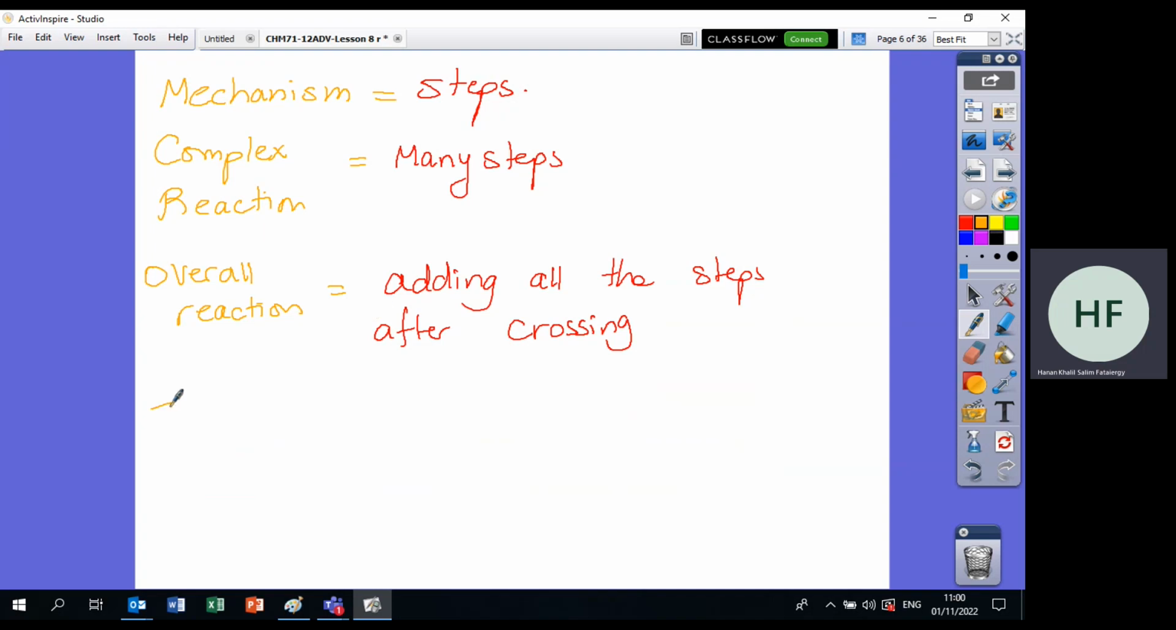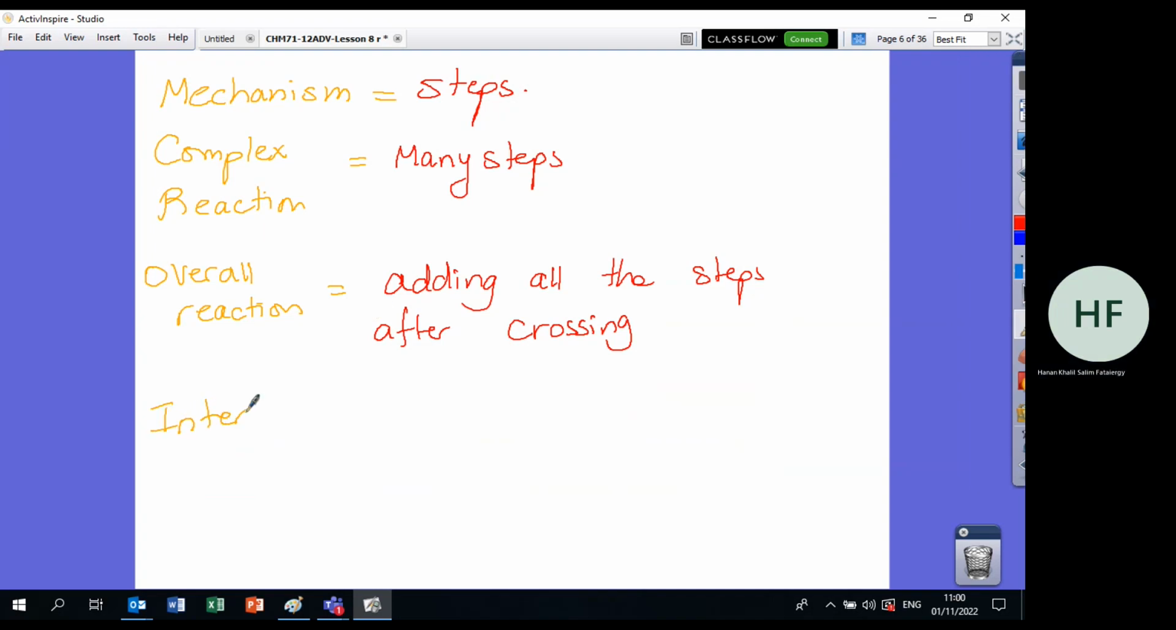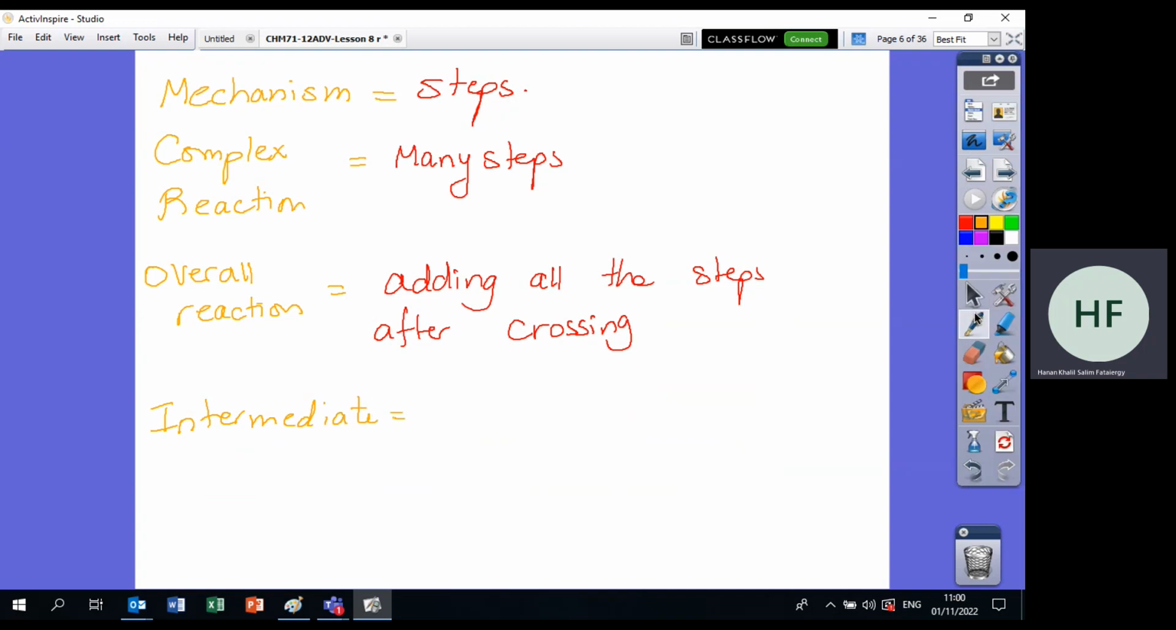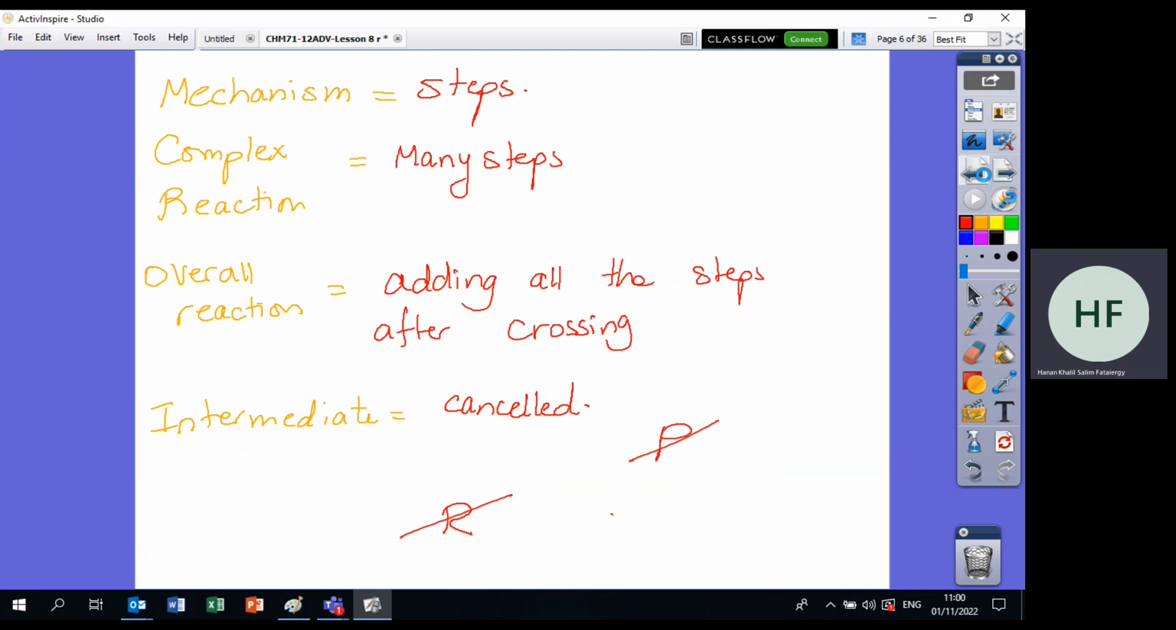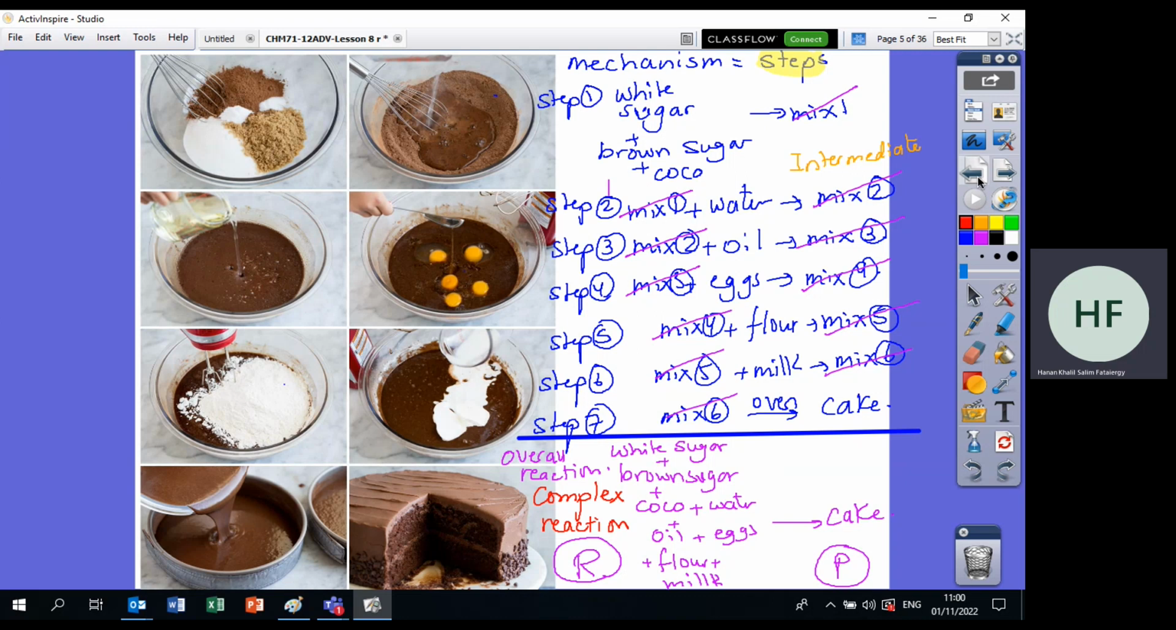Now the things that we cross, what do we call them? Intermediate. Intermediate is the things that are cancelled. Okay, the things that are cancelled, these are called intermediate. Yani, in one step they are products and in another step they are reactants, so we cancel them. These are called intermediates.